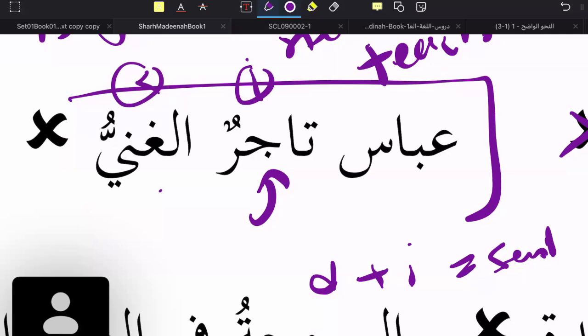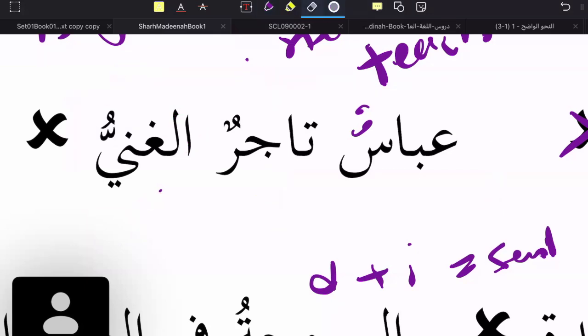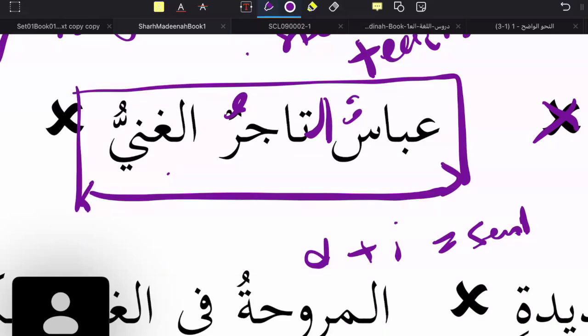Yes, so you have to fix here. You have to remove alif lam. But as soon as you remove alif lam, what do you do? Can you say Abbasun, tajirun, ghaniyu? No, you have to bring back your tanween. But what would have happened if instead of that, I put alif lam here? So you say Abbasun at-tajiru al-ghaniyu, Abbas the rich merchant. Yes, so it has that meaning. From the technical perspective, there is nothing wrong with this, but it's not a sentence. It will not be a sentence.